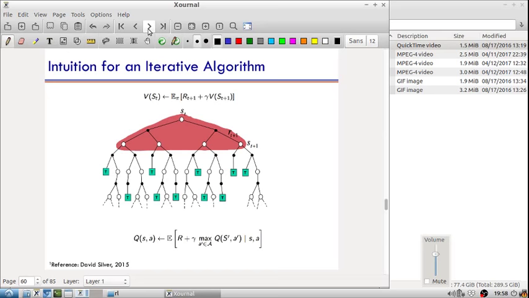Let me draw this picture where white nodes represent states. Black nodes represent states comma actions. Whatever the previous state is, just remember that, and then whatever action you took. So let's say you knew this guy and R, which is S comma A.